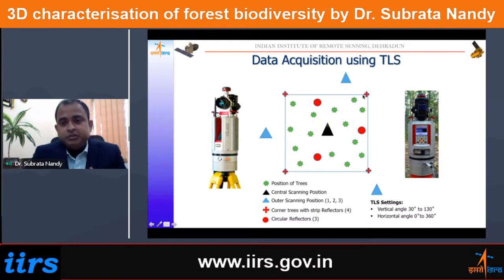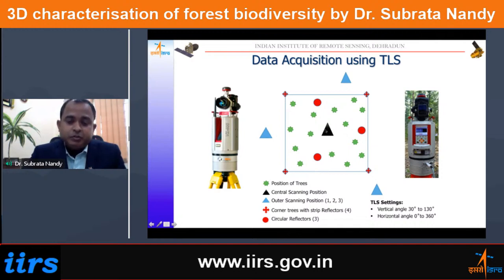Let us say here I'm showing one plot area. Let us say this is 0.1 hectare, so this is 31.62 meters by 31.62 meters on this side. We generally mark these corner trees with strip reflectors, and then from the central position, we scan the whole area. Since the range of this scanner is 600 meters, it will scan up to 600 meters. It won't restrict you to 31 meters or whatever it is.